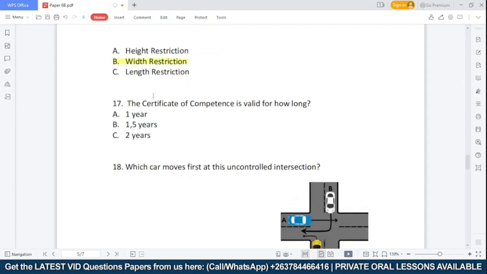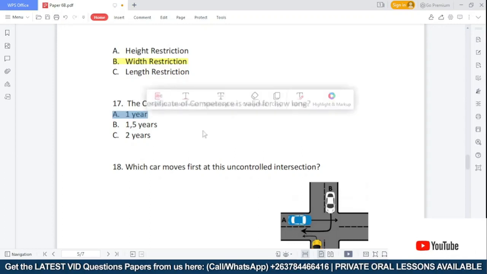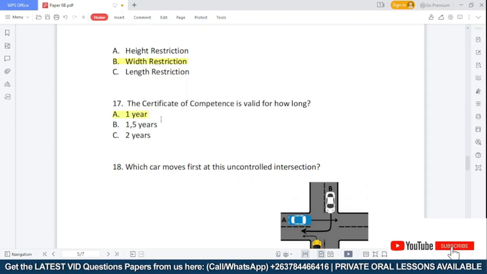Number 17, a certificate of competence is valid for how long? This is very simple, it's 1 year.